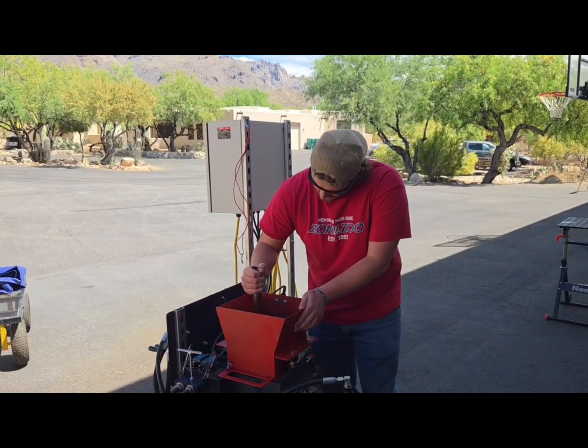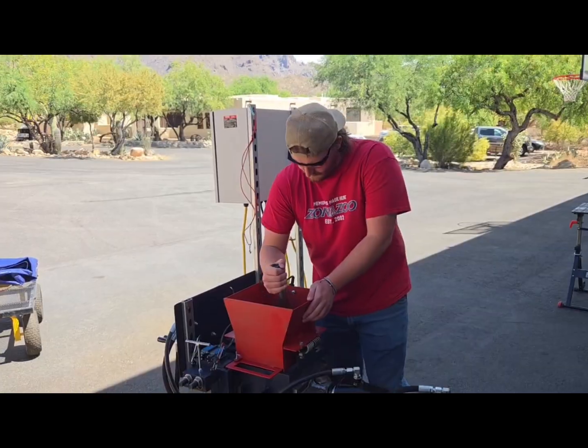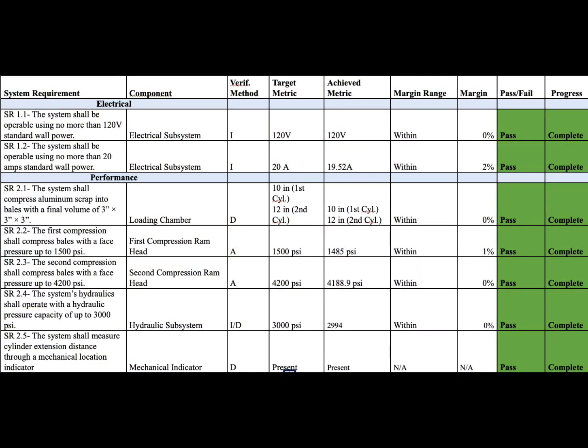To make sure our system performs as intended, we established a set of engineering requirements and verified each one through testing and analysis. Starting with electrical constraints, the system is designed to operate using standard wall power, no more than 120 volts and 20 amps, which ensures it's practical and accessible. These requirements were met and verified through inspection.